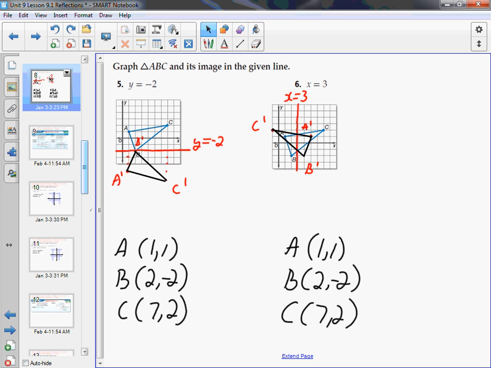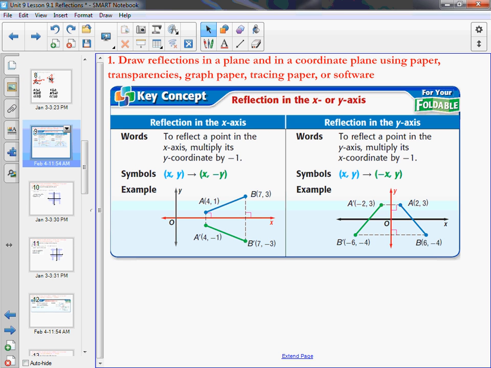we did those by counting spaces, and it worked out just fine, didn't it? If the line of reflection is one of the axes, we can count spaces. That'll always work. Or it always works this way. If your line of reflection is the x-axis, to reflect a point in the x-axis, multiply its y-coordinate by negative 1.